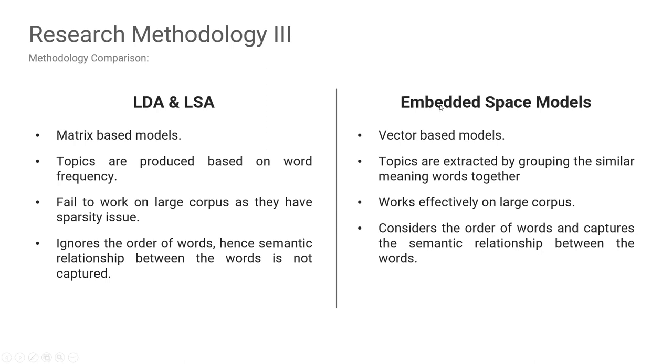Whereas embedding space models, like vector-based models, extract topics by grouping words of similar meaning together, right? And these work effectively on large corpora. And the last important thing is that they consider the order of the words and capture the semantic relationship between the words.